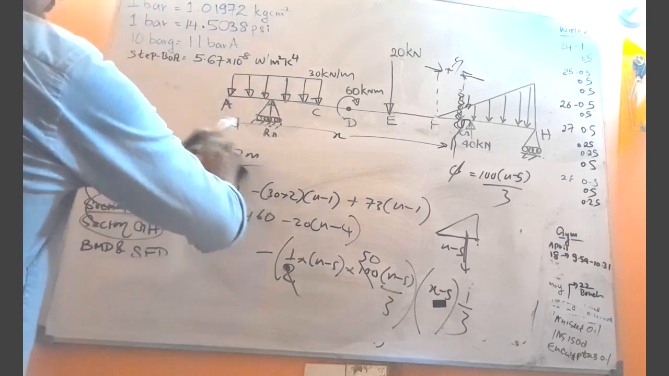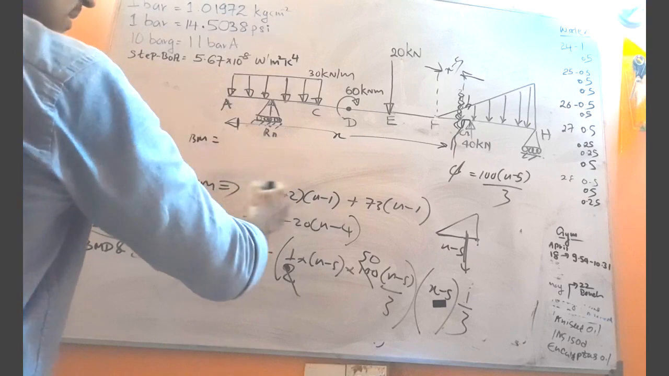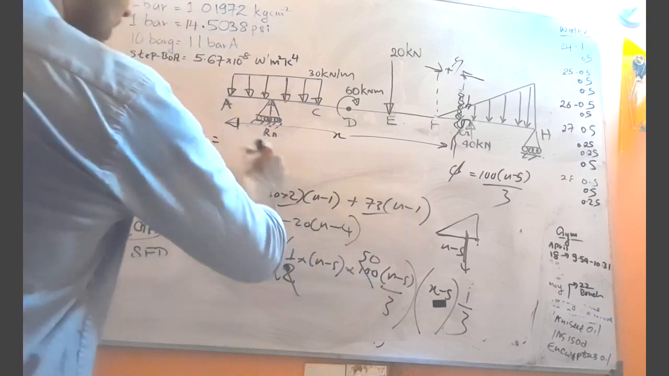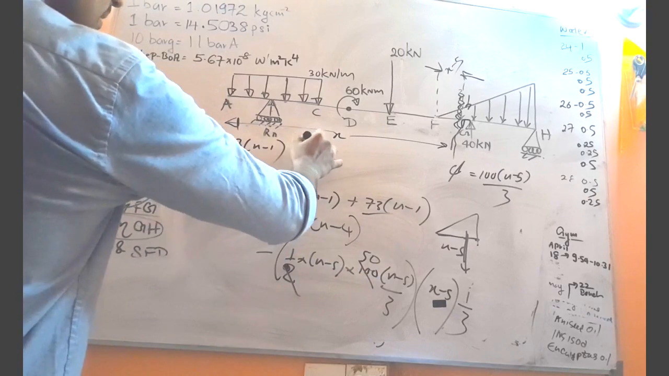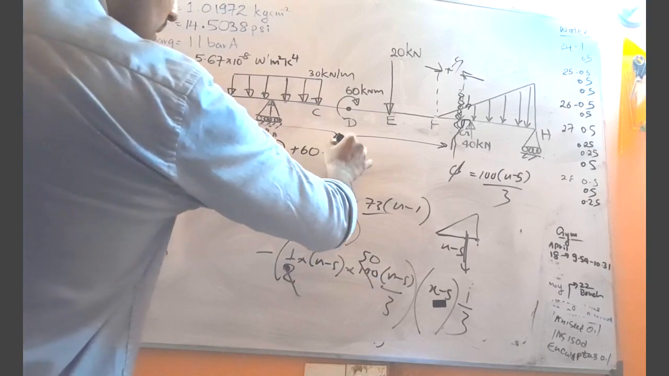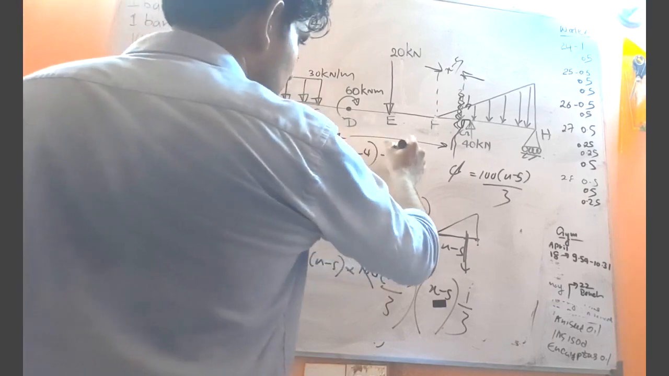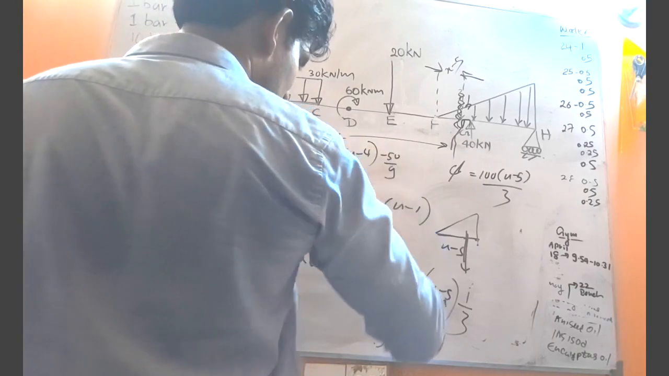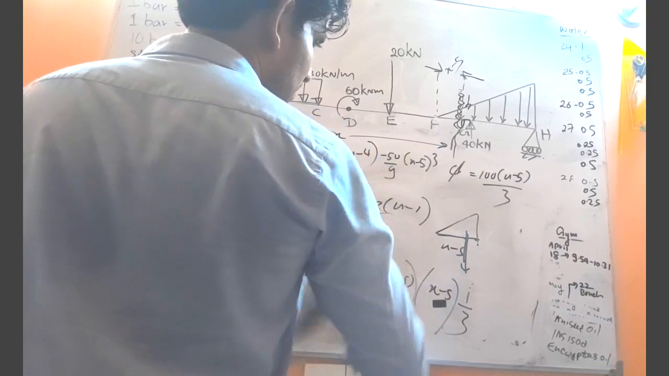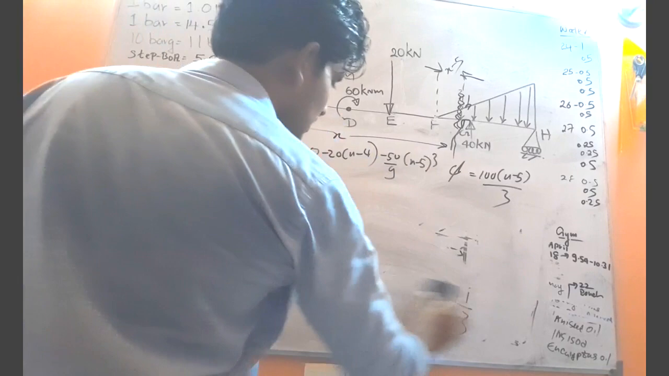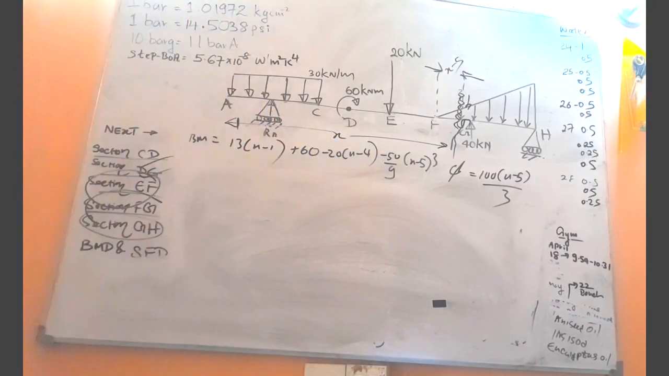So I will write that answer here. The bending moment general equation equals 13 into x minus 1 plus 60 minus 20 into x minus 4 minus 50 divided by 9 x minus 5 to the power 3, right? So now how about the sections?